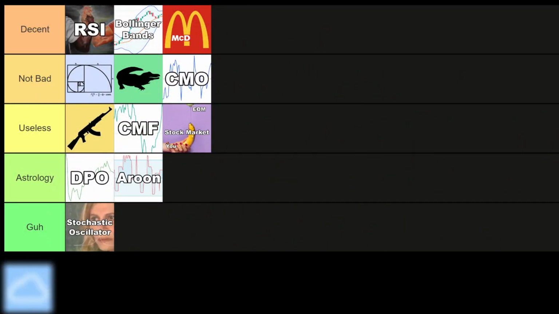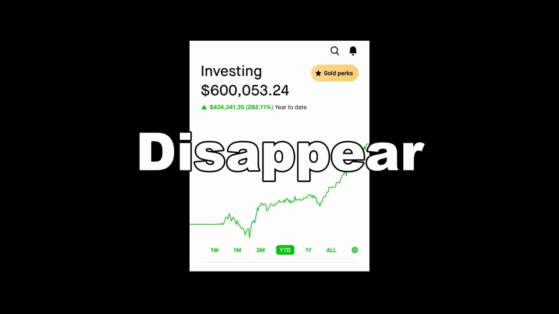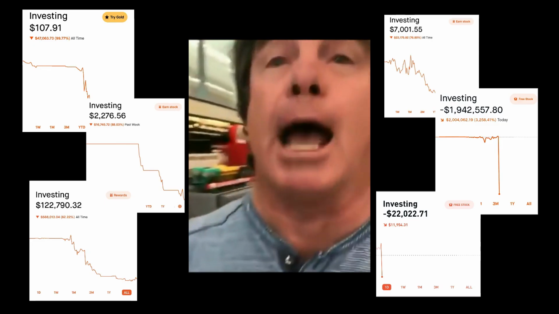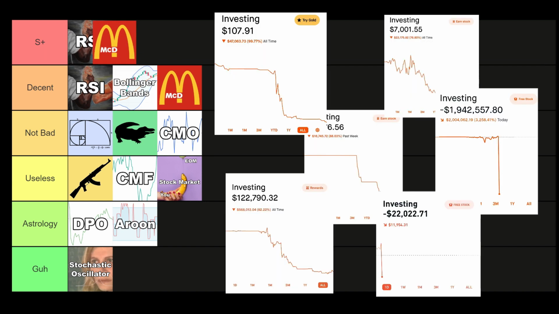So now you could go ahead and pick any of the decent indicators and make a shitload of money. Disappear, because trust me, you're not that guy. The real S+ tier is picking multiple of the solid ones and using them together. You're still gonna lose money, but at least it won't be the indicator's fault.